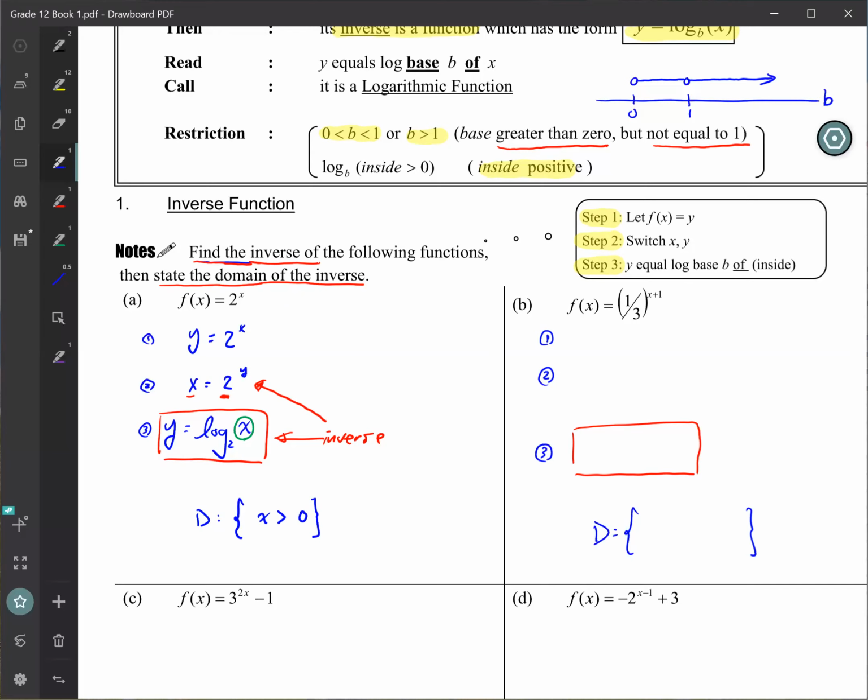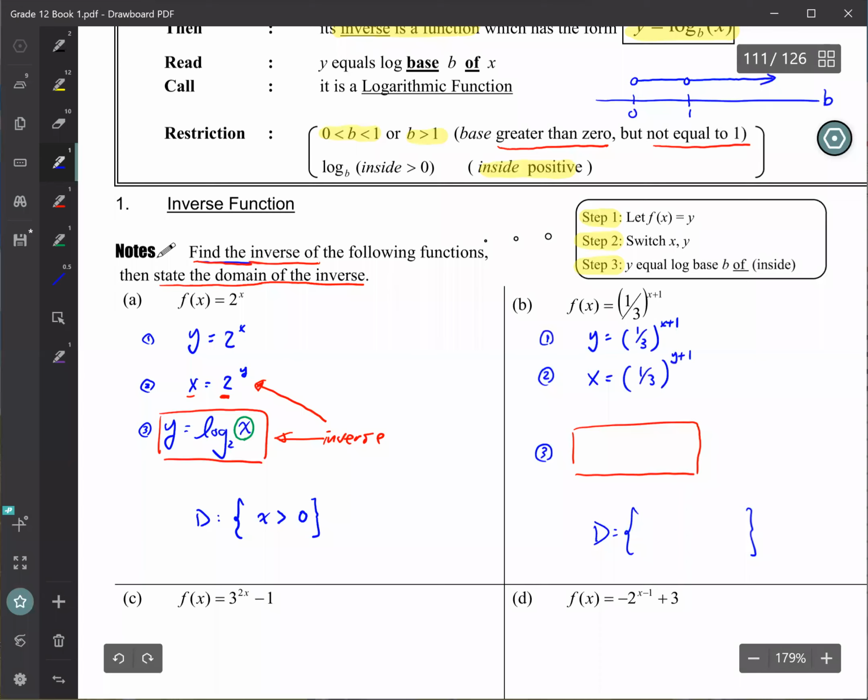Okay, I can do the step one, right? Step one is very easy. Just write out the y. Step two is pretty easy too, right? You just swap x and y. Okay, please raise your hand if you finished.